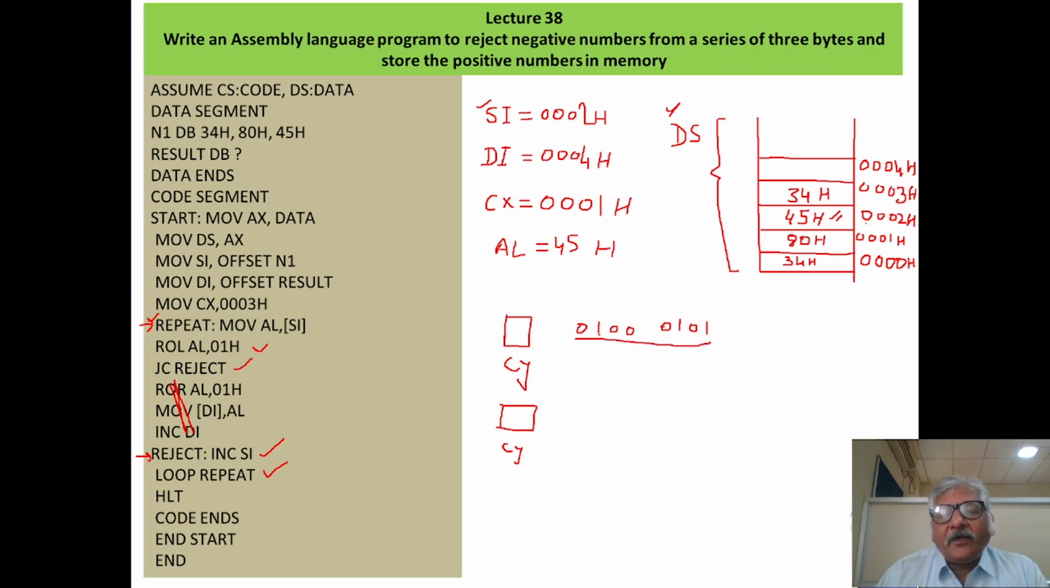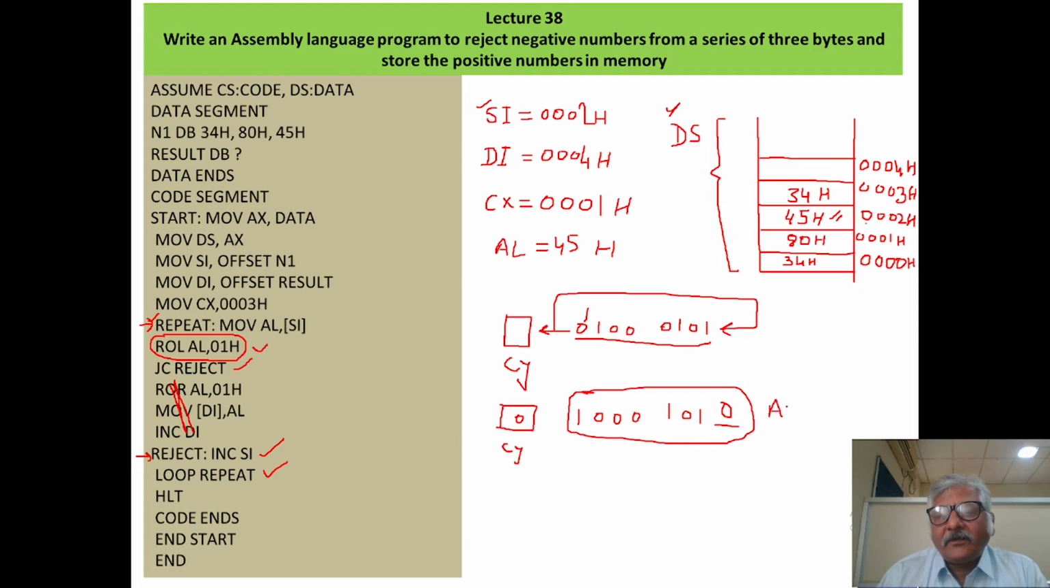And this number we have to test whether it is positive or negative. For this, again the instruction ROL AL, 01 is executed. So the carry flag will become 0 and the numbers are shifted. It will be shifted left, 1, 0, 0, 0, 1, 0, 1. This is a vacant position. In the vacant position this 0 will come. So now this is the value of AL after the ROL instruction, and this is the value of the carry flag.